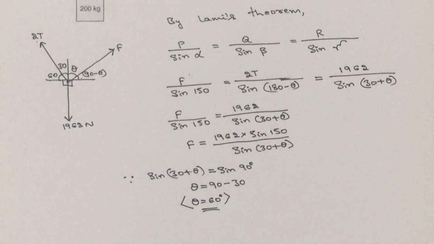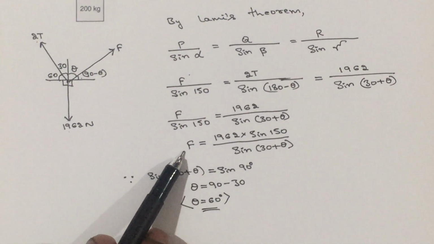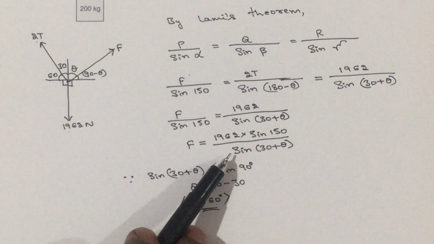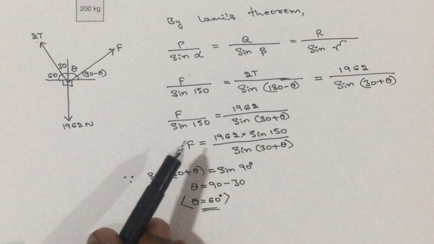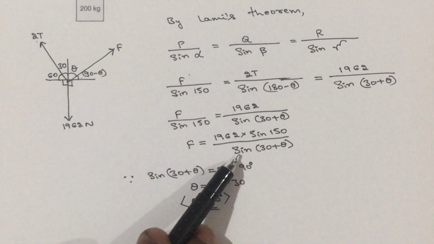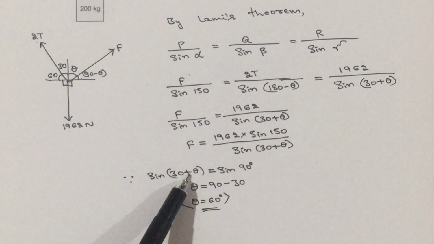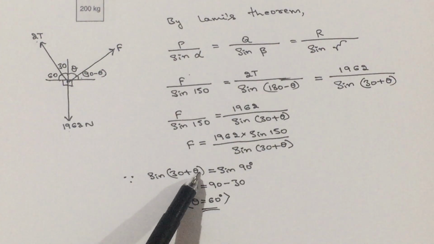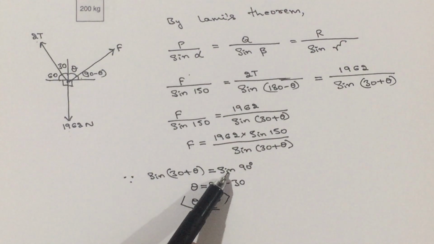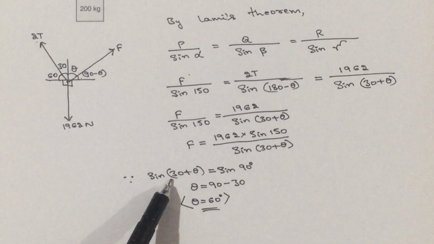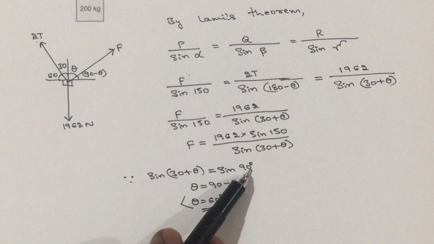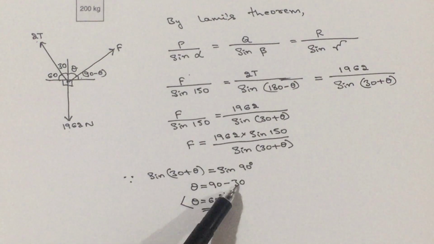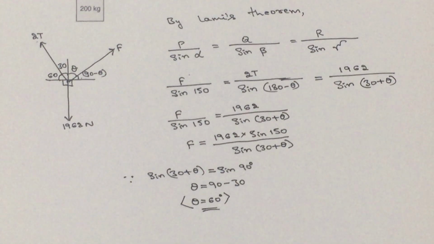The problem says to determine the minimum required magnitude of the force. So, when will the force become minimum? When sin of 30 plus theta is maximum, the F will become minimum. When will sin of 30 plus theta become maximum? When it is 1. When will it be 1? When it is sin 90 degree. So, sin gets cancelled, we will get 30 plus theta is equal to 90 degree, or theta is equal to 90 minus 30, that is we got theta is equal to 60 degree.